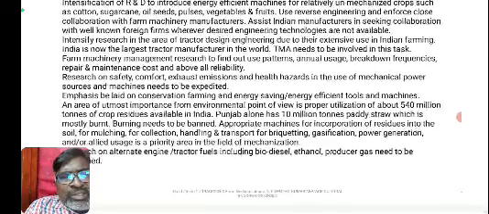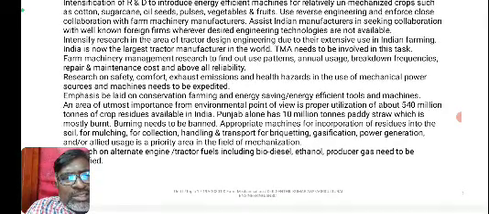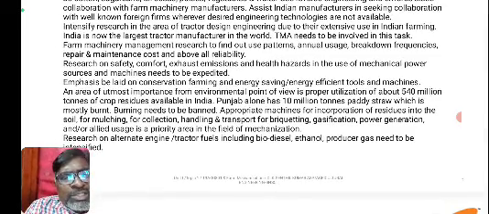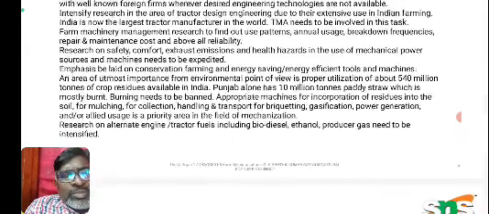Emphasis is to be laid on conservation farming and energy saving, energy efficient tools and machines. An area of utmost importance from the environmental point of view is the proper utilization of about 540 million tons of crop residues that are available in our country. Punjab alone has 10 million tons of paddy straw which is mostly burnt. It is not used for any useful applications, but it is burnt after harvesting. So burning needs to be banned.